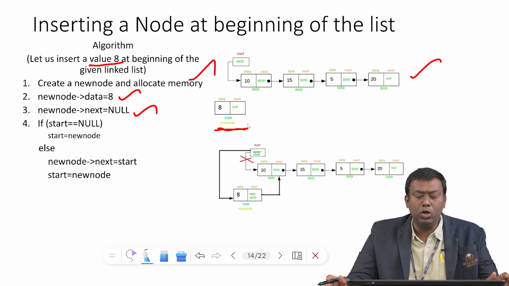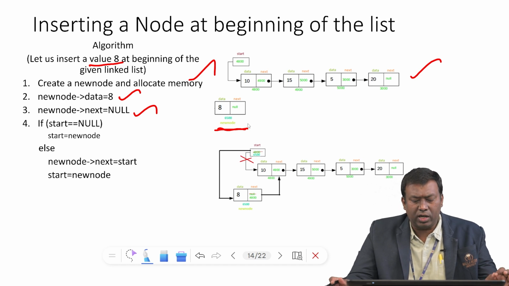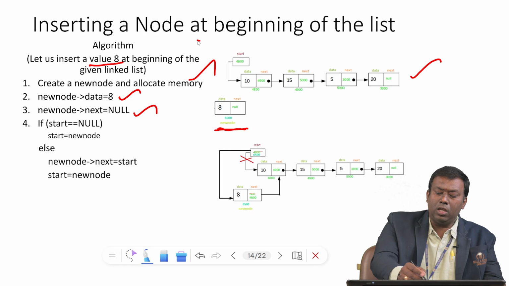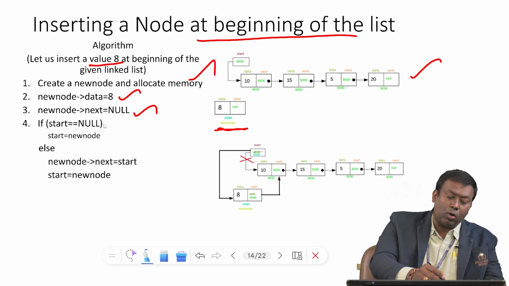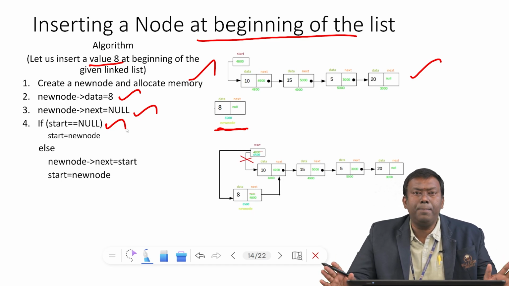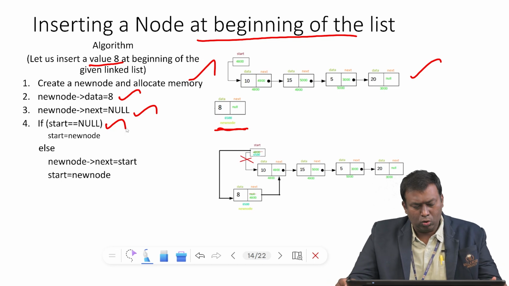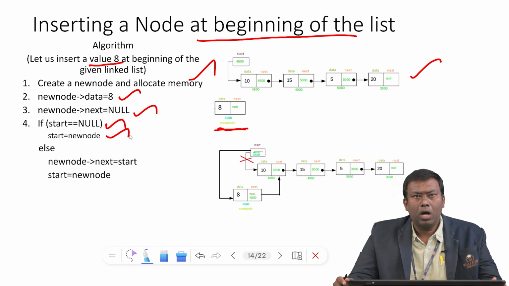So this is the basic structure I have made for the new node. I named it new node, where the data part is the value which I want to insert and the link part, that is the next part, contains a null value. Now I want to insert the node at the beginning of the list. What have I done? If start equal to null, we have already seen that it specifies the linked list is empty. If it is empty, then it becomes the start node, so I simply say start equal to new node.